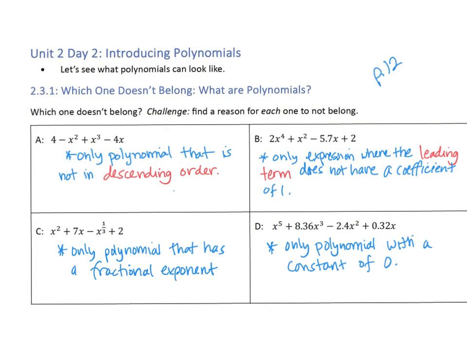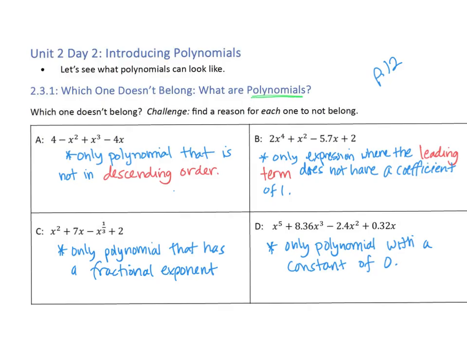If you didn't pause and you suddenly just see my ideas on which one doesn't belong, they may match yours or you may have said something different. I'm also going to try to highlight some vocabulary, so please make some notes in your own booklet if this vocabulary doesn't seem familiar, or if you're unsure. This first one says 4 minus x squared plus x cubed minus 4x.